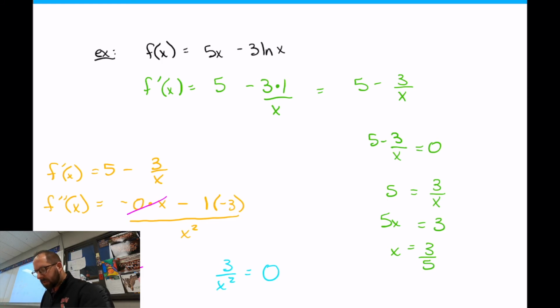To prove my point, you'd multiply the x squared over, and you get this, and that doesn't work. That isn't even true, right? That 3 doesn't equal 0. So this thing doesn't have an inflection point. It doesn't change from concave down to concave up or anything like that. So there's no concavity change, so there's no inflection point.